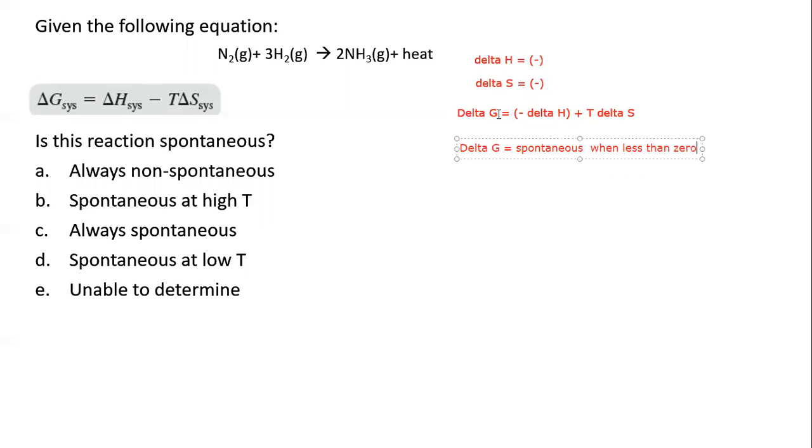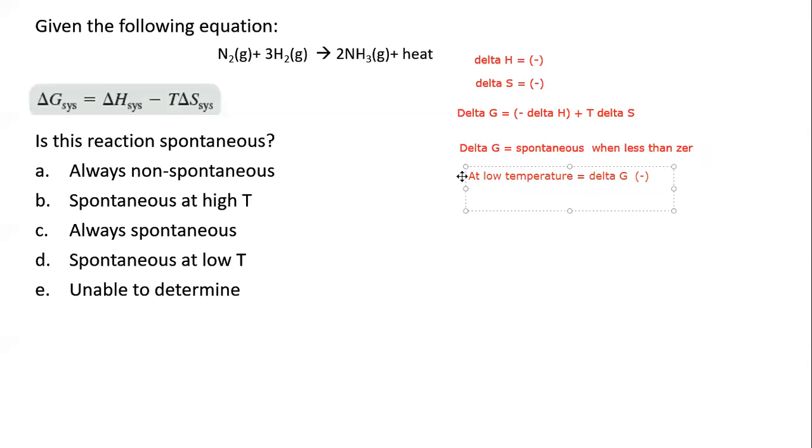So now looking at this delta G equals negative delta H plus T delta S, you see that at low temperature, and it's relative what we mean by low temperature, at low temperature, delta G would be negative. Because as long as T delta S is smaller than negative delta H, you're always going to get a negative delta G as an answer. So at low temperature, this reaction is spontaneous.